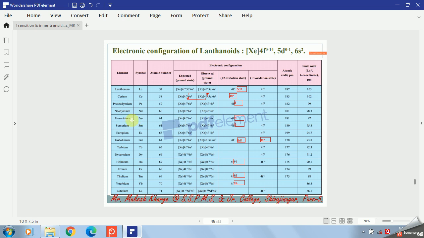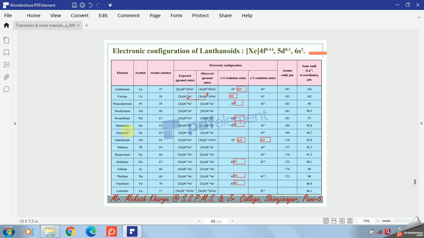Then its atomic radius and ionic radius are 181 and 98.3 respectively. Then promethium, denoted by Pm, atomic number 61. The expected and observed electronic configuration is xenon 4f5 6s2. Then if it donates 2 electrons, the Pm2+ electronic configuration is xenon 4f5. Here is also a correction. Then you can see the atomic radius 181 and ionic radius is 97 picometer.